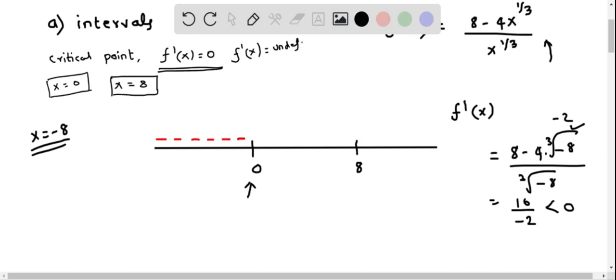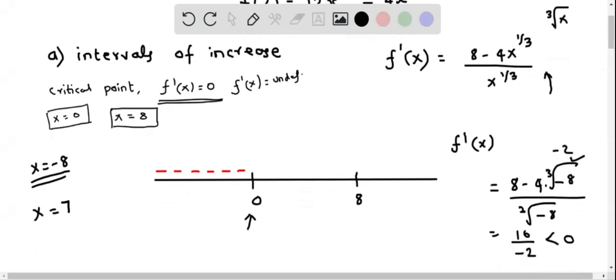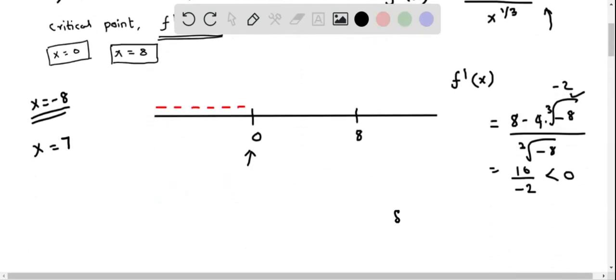Now we can consider any sample point to the right of x equal to 0, or to the left of x equal to 8. Let's say we consider x equal to 7 and determine the sign of the first derivative. Let's plug it into the first derivative. So we will have 8 minus 4 times the cube root of 7, divided by the cube root of 7. The cube root of 7 is going to be less than 2, so 4 times a number less than 2 will be less than 8.